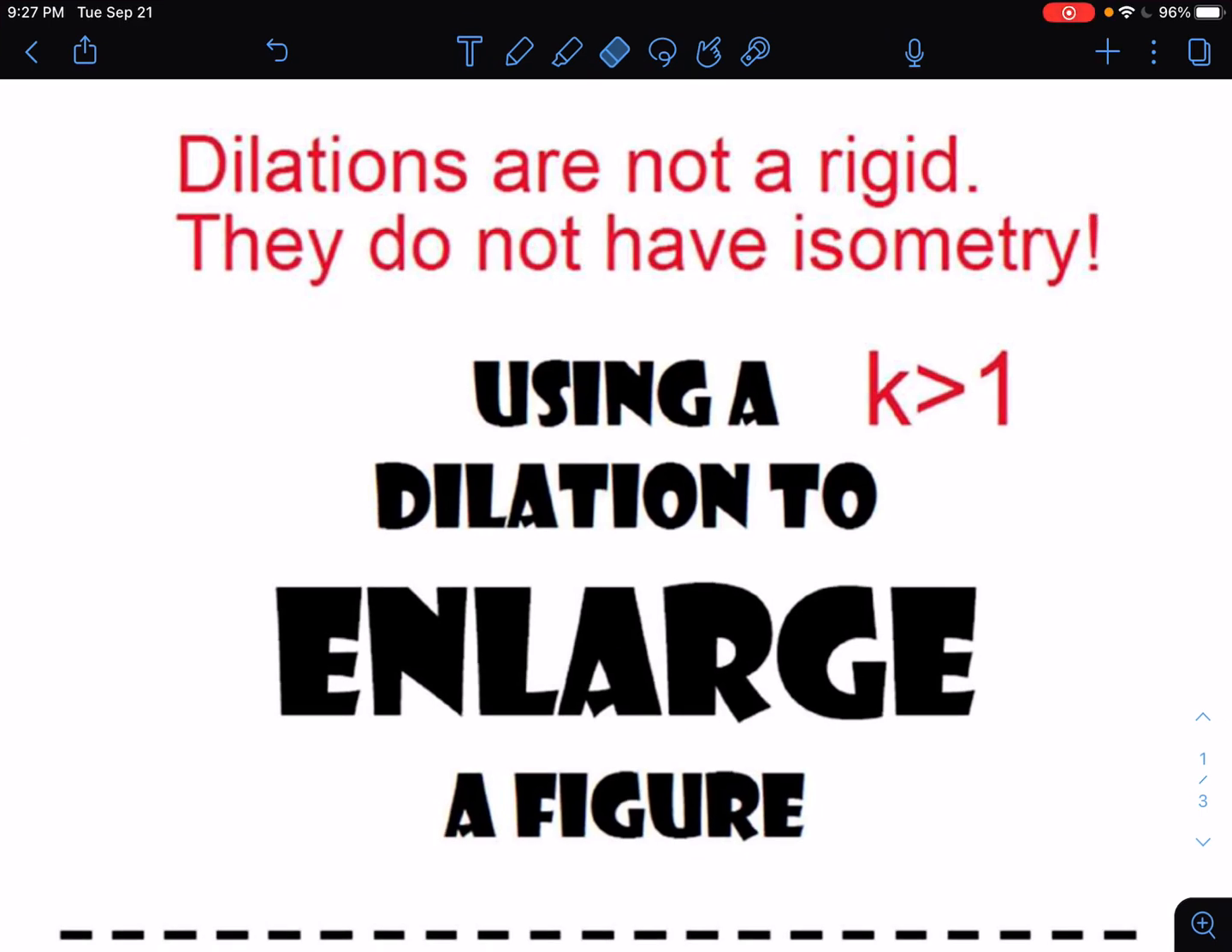Hello, scholars. I'm going to take you through the fourth transformation called dilations. So you can go ahead and, as you watch the video, copy down your notes. I'm going to do 2 examples and then you're going to do 2 on your own.